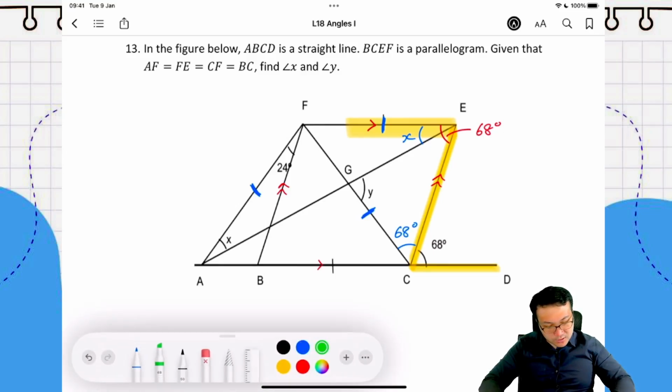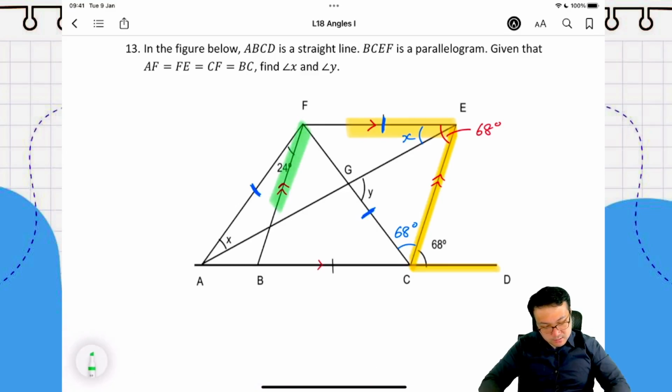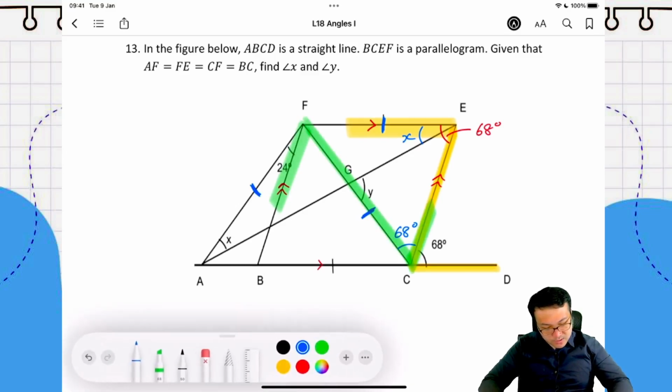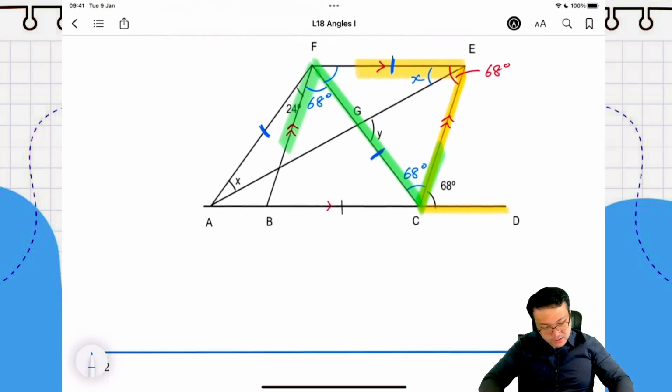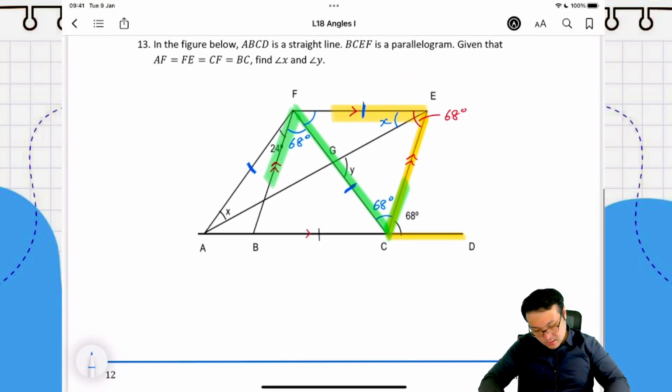Then now, why don't I draw a letter Z? Then can you tell me what is this angle here? 68. Yes, very good. So now you know that 68. Let's call this, what is this angle here? Angle CFE. So what is angle CFE?